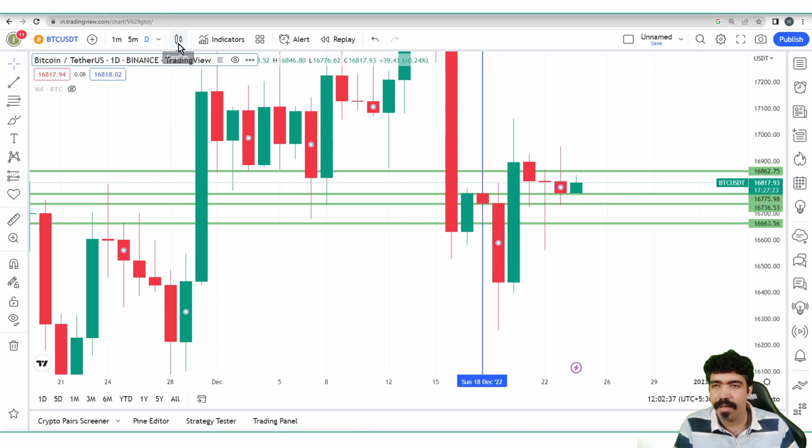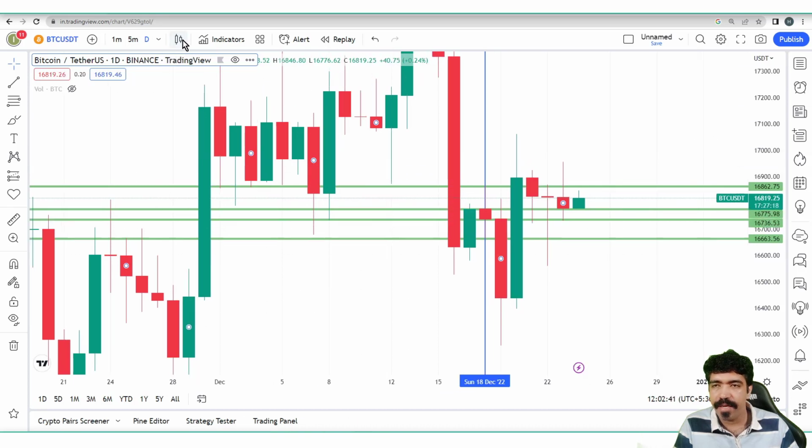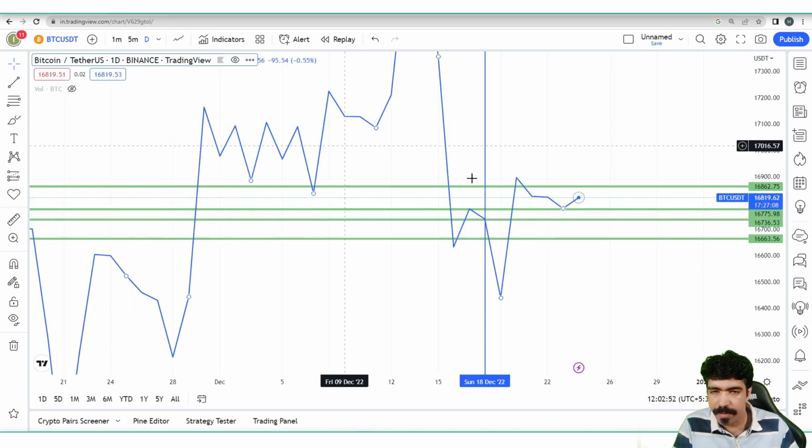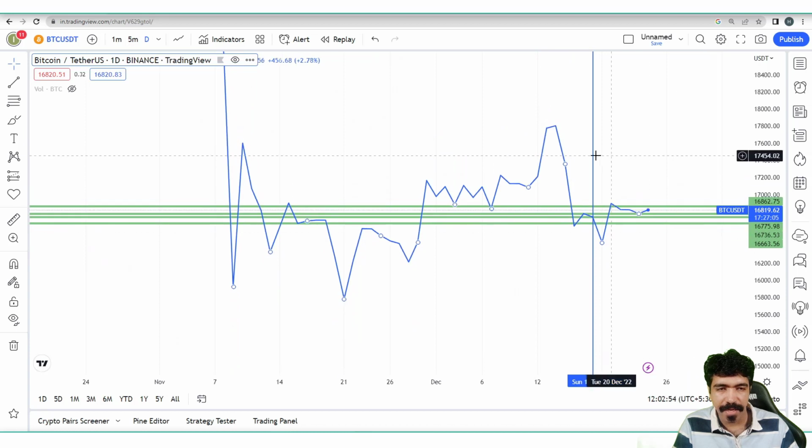Next is the candles. This is the normal candlestick chart. Let's say we want to change the chart type among bars, candles, hollow candles, column, line. For example, I want to change the Bitcoin chart from candles to line. You can click on this icon and then on this icon. Simply, this will show the line chart of Bitcoin.